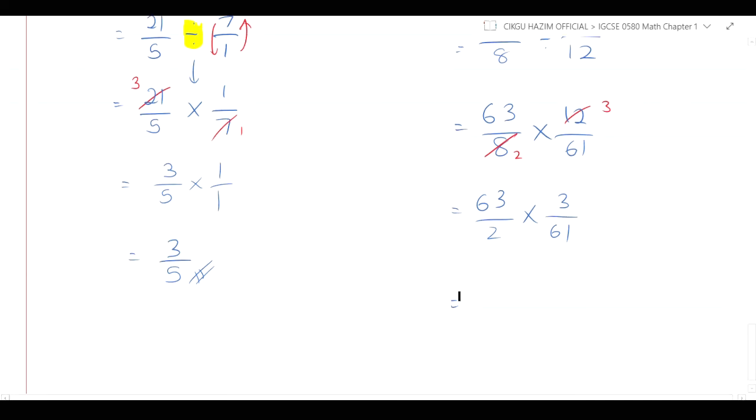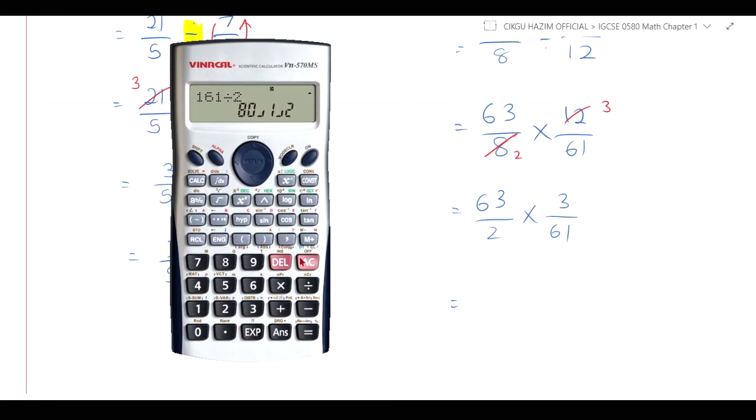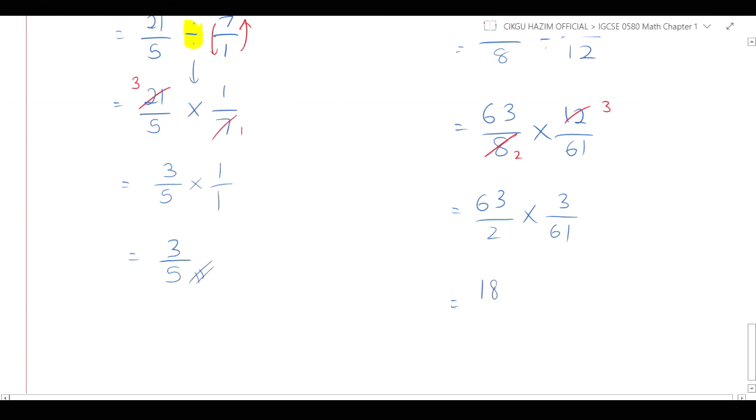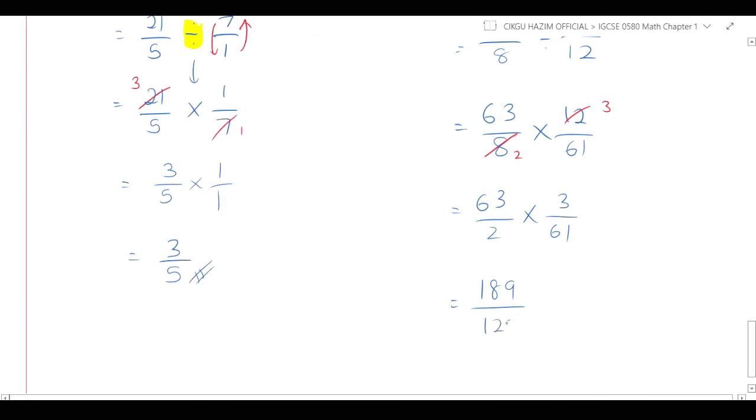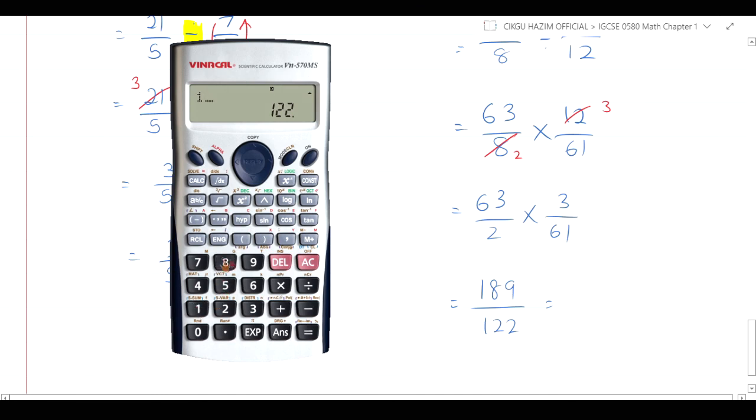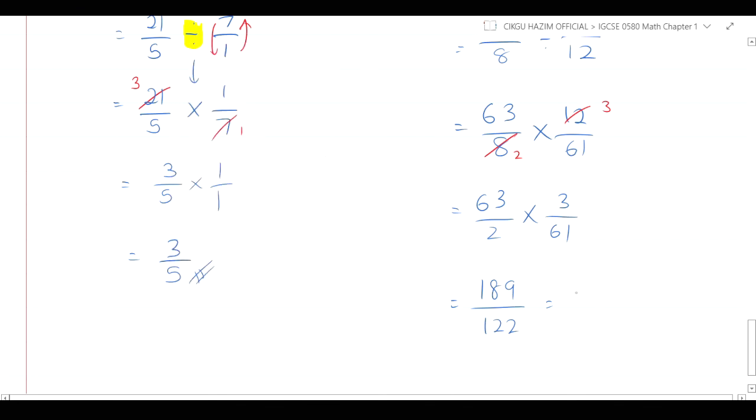So do it like this and put everything in the calculator. 63 multiplied by 3 equals 189, and 61 multiplied by 2 is equal to 122. Do we leave it like that? No. Press in the calculator 189 divided by answer. You're going to get this. Press the fraction button, and 189 over 122 appears as a mixed number, 1 and 67 over 122, and that's your final answer.